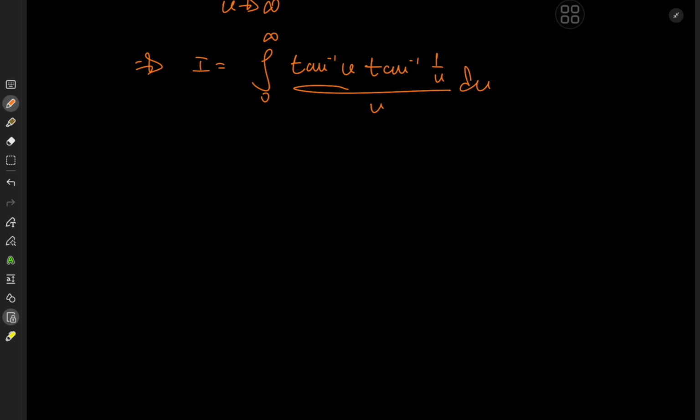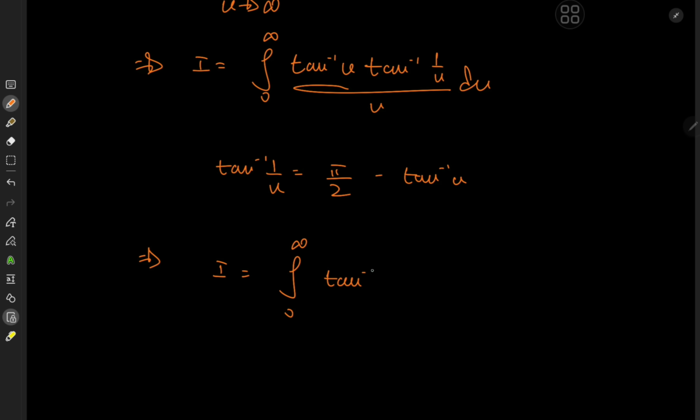So what we have here is arctangent of 1 over u being positive. So we know that arctangent u equals pi over 2 minus arctangent 1 over u, and of course it's the same case the other way around. So this implies that I here equals the integral from 0 to infinity of arctangent u times pi over 2 minus arctangent u over u du. And this looks, well, slightly better, I guess.